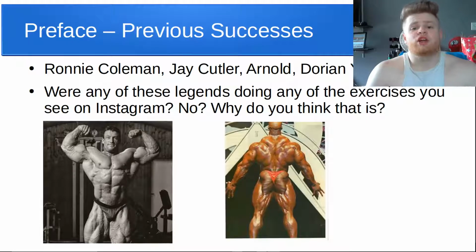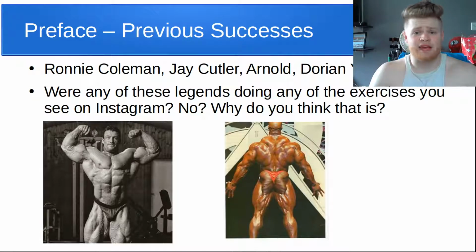Next, we need to look at the previous successes of former physique athletes. We need to look at guys like Ronnie Coleman, Dorian Yates, Jay Cutler, Arnold, etc. Down below, I have pictures of Dorian Yates on the left and Ronnie Coleman on the right. The Dorian Yates picture I threw in there because the black and white pictures of Dorian Yates are, in my opinion, my favorite pictures in all of bodybuilding. Super iconic. Just showcases an absolute freak of nature for his time.